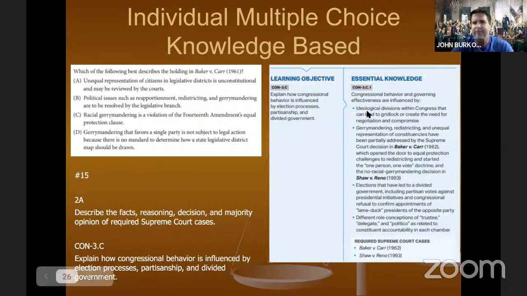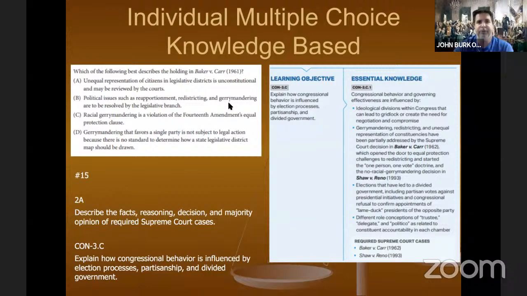Baker v. Carr is bolded. So gerrymandering, redistricting, unequal representation of constituencies have been partially addressed by the Supreme Court decision Baker v. Carr, which opened the door to equal protection challenges to redistricting and started the one person, one vote doctrine. It's almost giving the question away. Right? Unequal representation of citizens in legislatures, unconstitutional, may be reviewed by the courts. Done. Bing.